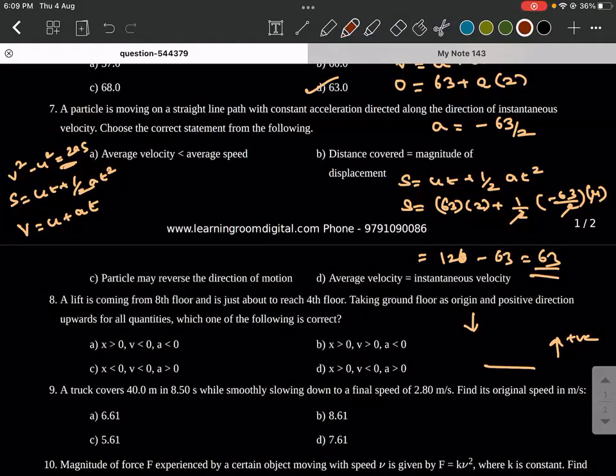So what can you conclude? X is less than 0, velocity is less than 0. Actually, the answer should have been acceleration. In terms of direction, it should be less than 0. This should have been the right answer.